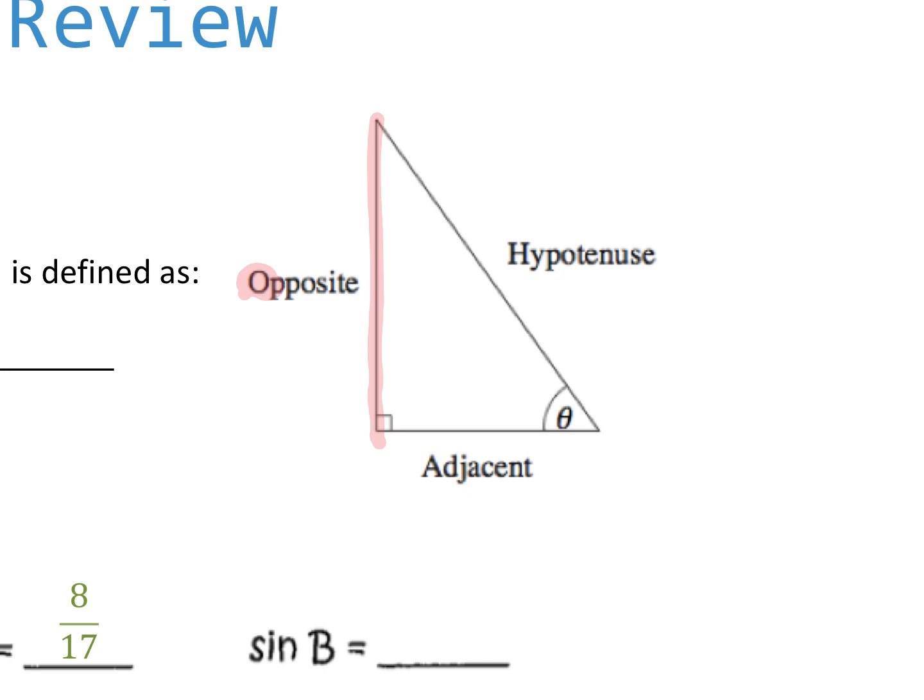A big kid word for next to theta, the word next to, just means adjacent. So right now I'm standing adjacent to my desk. I'm next to my desk. I'm actually leaning on my desk. Adjacent just means, if you haven't heard that word before, it means next to. So this side right here is the adjacent side to theta. I'm going to abbreviate that with an A.